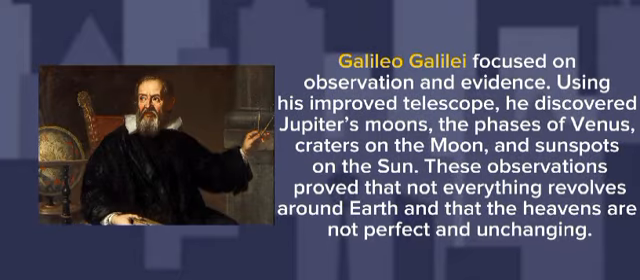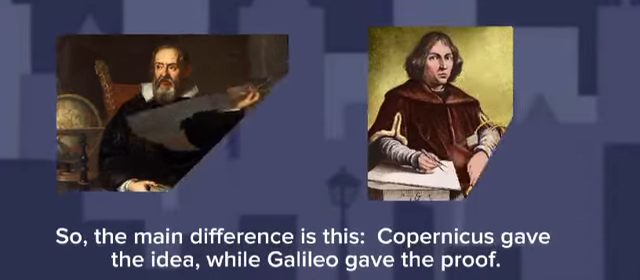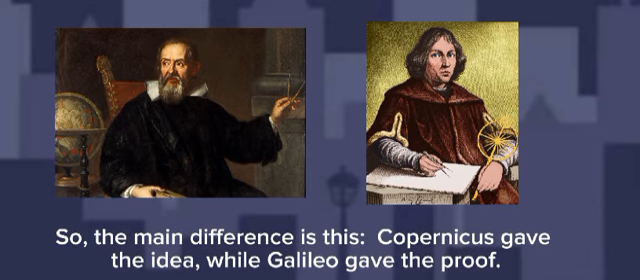Unlike Galileo Galilei, who focused on observation and evidence, using his invention, the telescope, he discovered Jupiter's moons, the phases of Venus, craters on the moon, and the sunspots of the sun. His invention supports the study of Copernicus. These observations prove that not everything revolves around Earth and the heavens are not perfect and unchanging. So it's clear what the difference between the two is. Copernicus gave the idea while Galileo gave the proof, using his invention, the telescope, which supports the idea and theory of Copernicus. That's all. Thank you.